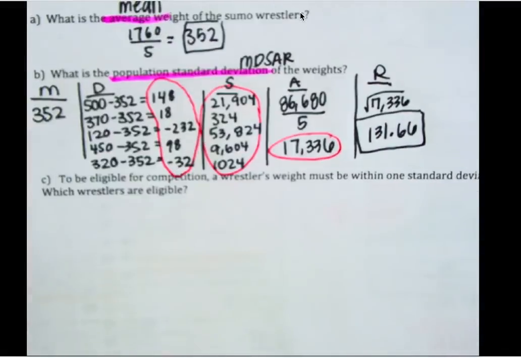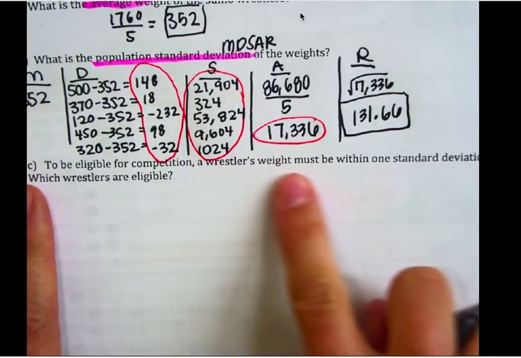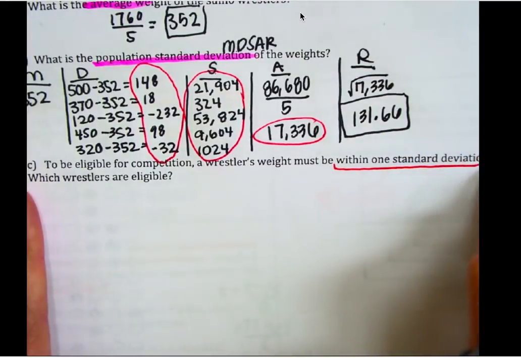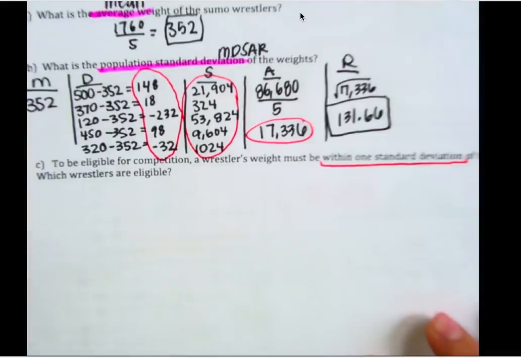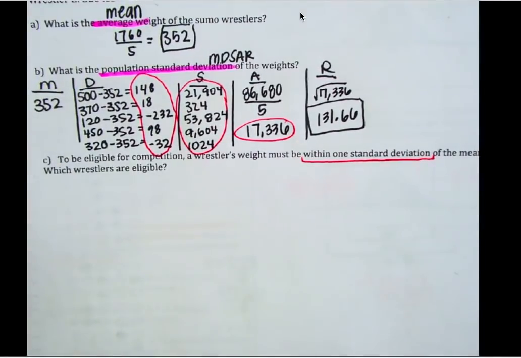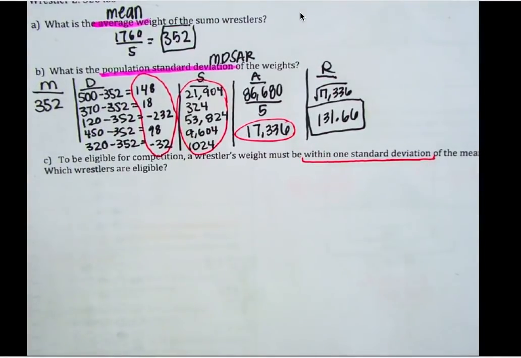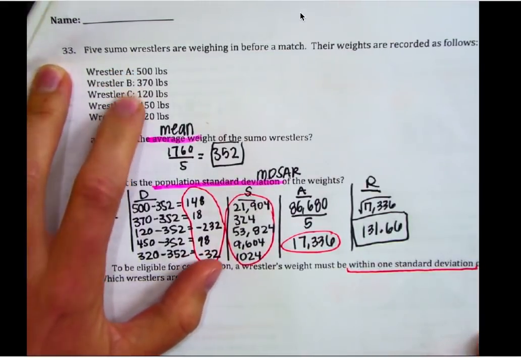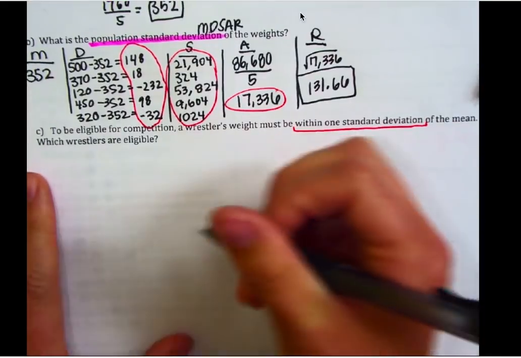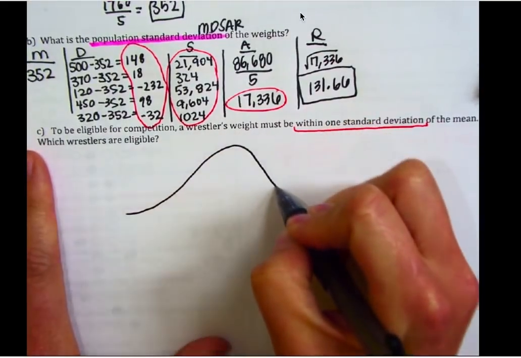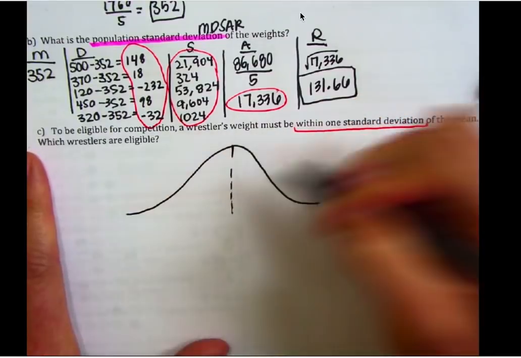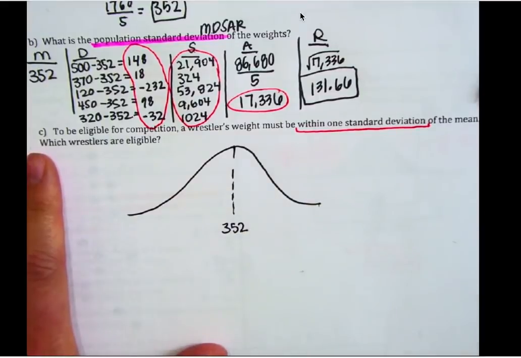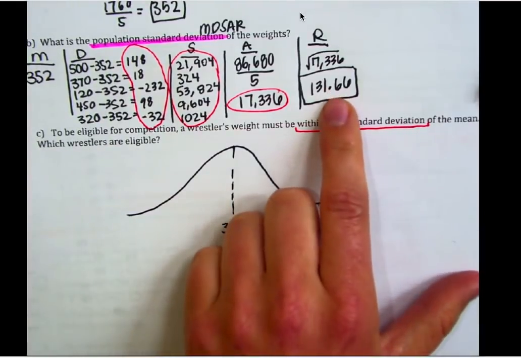Okay, so to be eligible for the competition, a wrestler's weight must be within 1 standard deviation of the mean. Which wrestlers are eligible? So we are talking about these wrestlers right here. Here's their weight, and we want to know which ones would be eligible. So if we draw a picture, we know in the middle is going to be our mean, and our mean was 352.